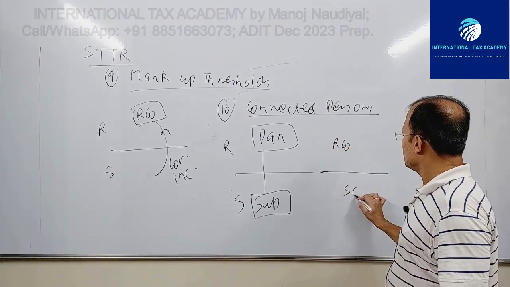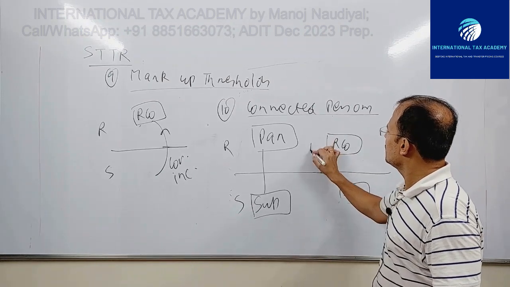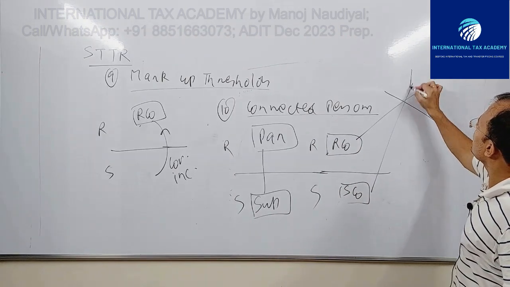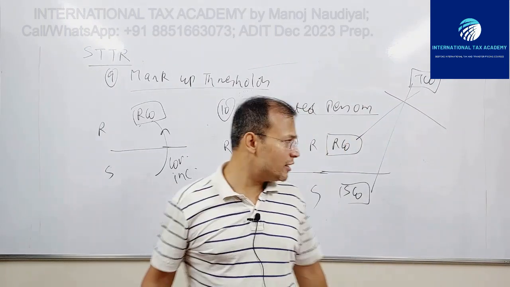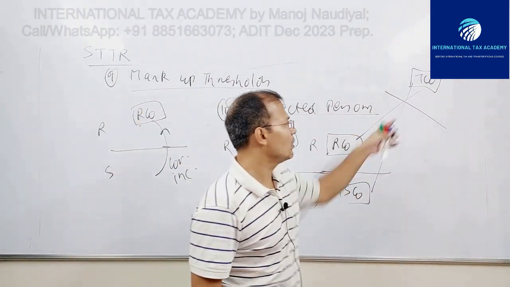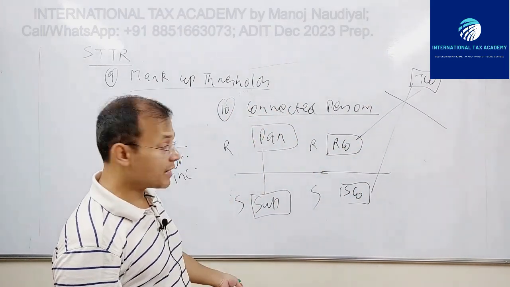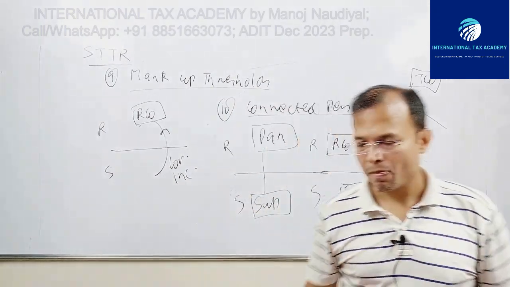The second type of connection is given, that ARCO and ESCO, this is R, this is S, are under the control of a third entity, TCO. Fine. In either of these situations, this is parent-sub and this is control. In these situations, parent and sub become connected persons, ARCO and ESCO become connected persons. Fine.